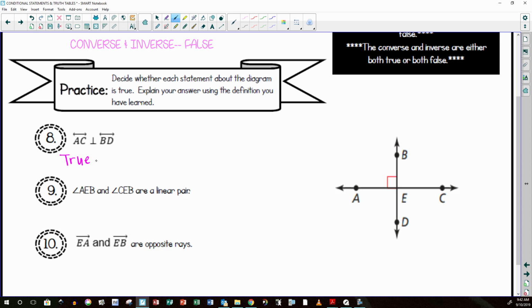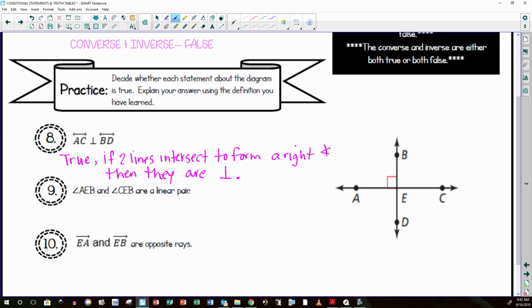And then it says explain using the definition you have learned. Well, if two lines intersect and they form a right angle, then they are perpendicular. So maybe say, if two lines intersect to form a right angle, then they are perpendicular. And I'm just going to use symbols for this.